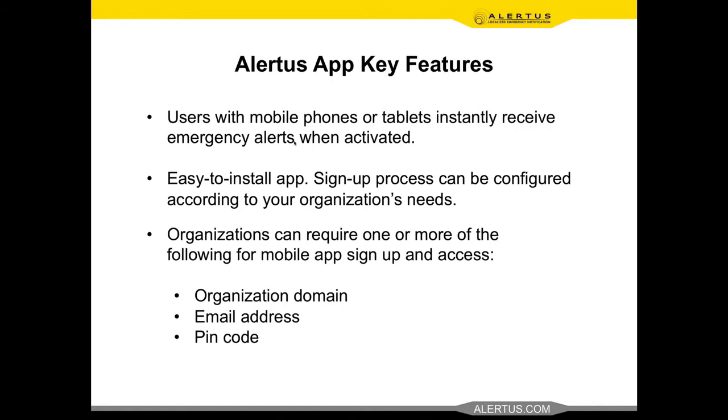Users with mobile phones or tablets can instantly receive emergency alerts when activated. It's very easy to install and sign up. The Alertus system app is in the Apple and Android stores, so they can be accessed very easily. And then you can set your signups and controls.